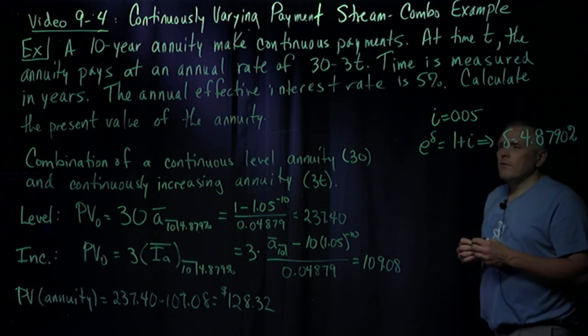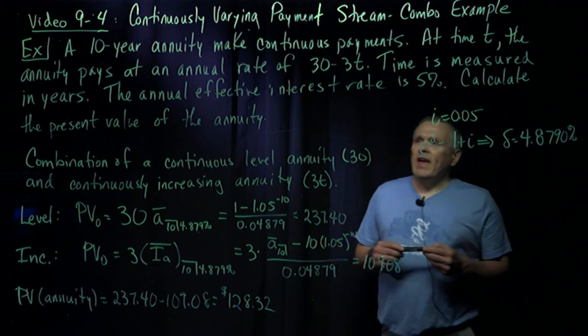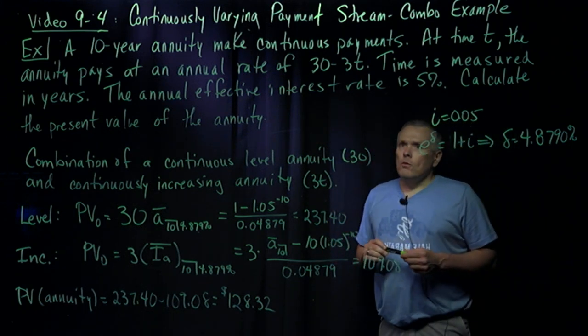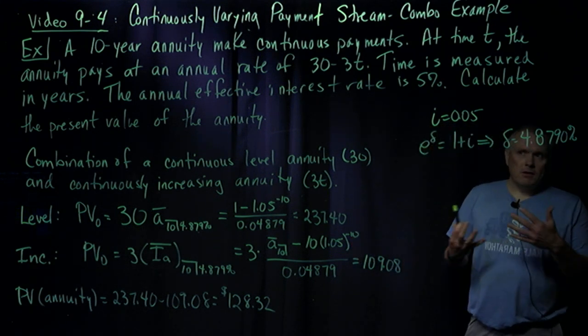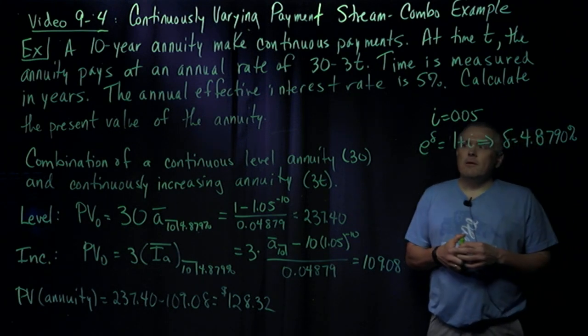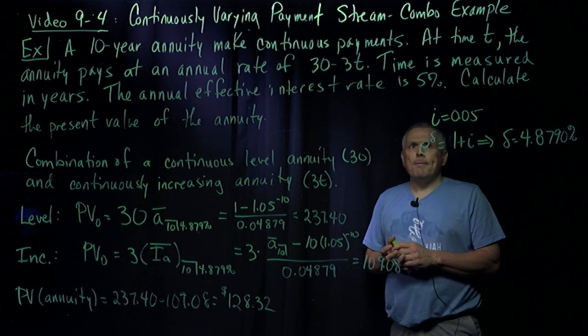All right, so for this one, we've got a 10-year annuity making continuous payments. We notice that in this case, the annual rate of payment is 30 minus 3t. So we could just go ahead and straightforwardly use the formula that we talked about before with the integrals of each of the pieces and go through it and do the problem. But again, I wanted to show you a little bit different way to look at it and think about it in chunks, if you like to think about it that way.